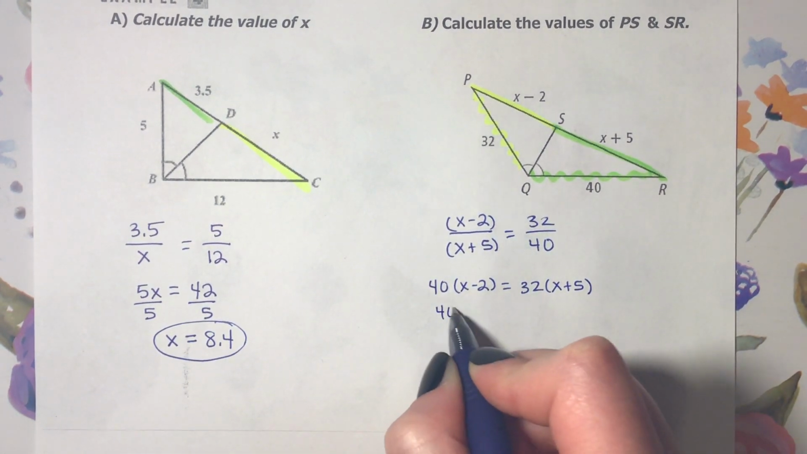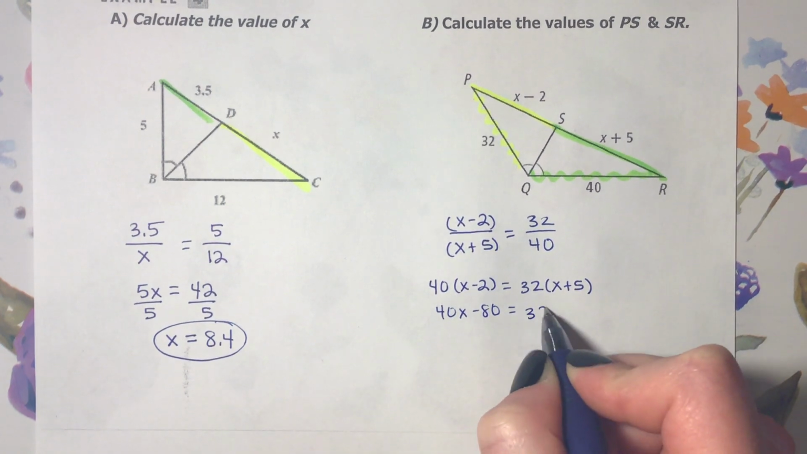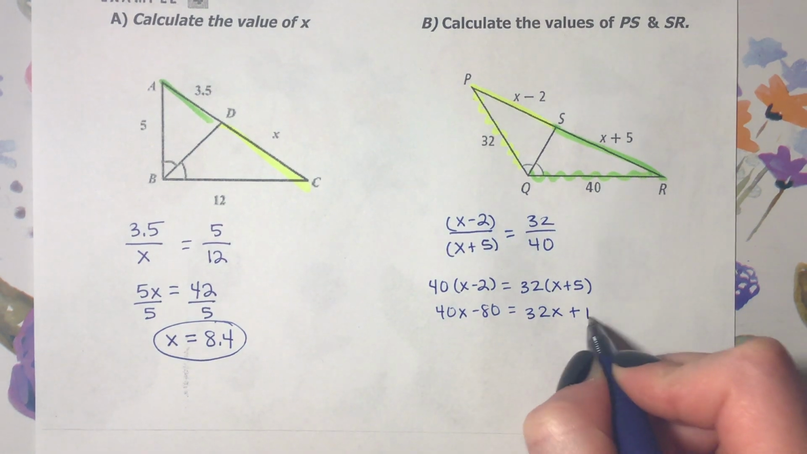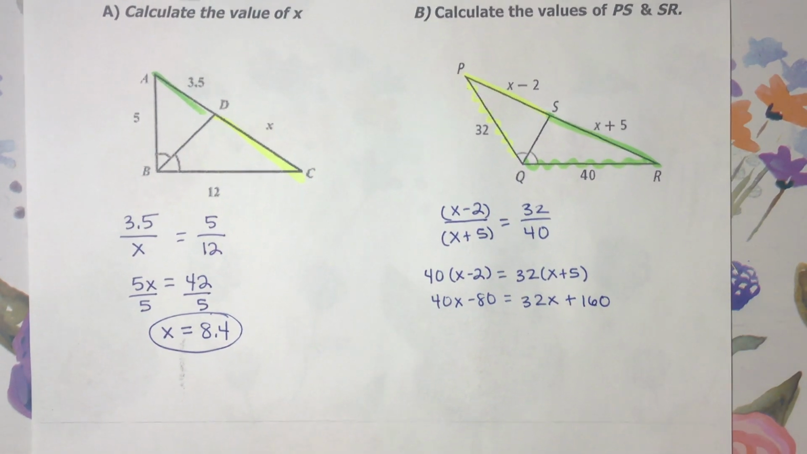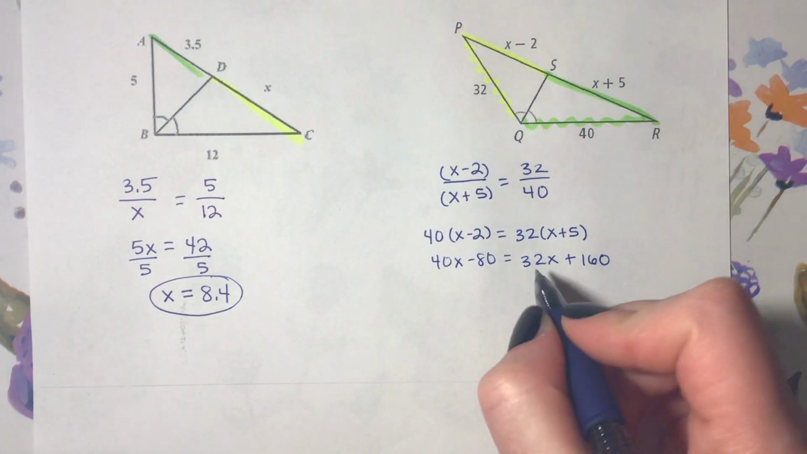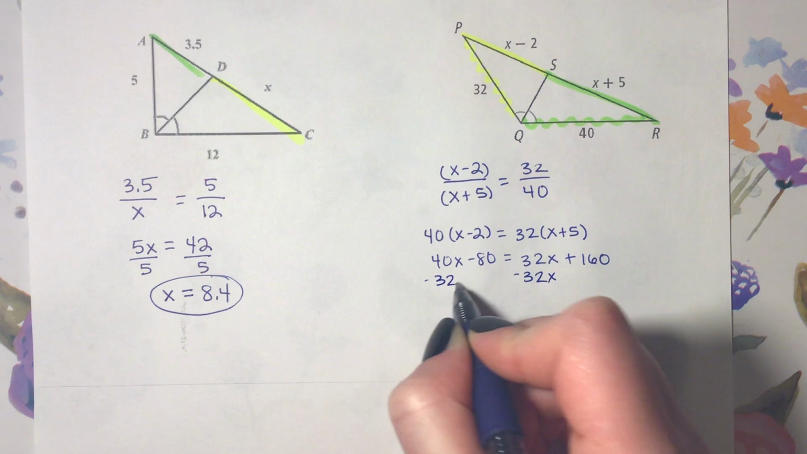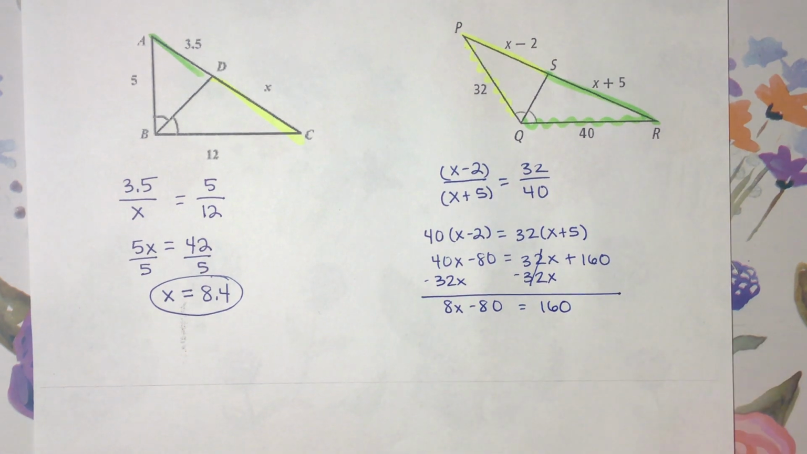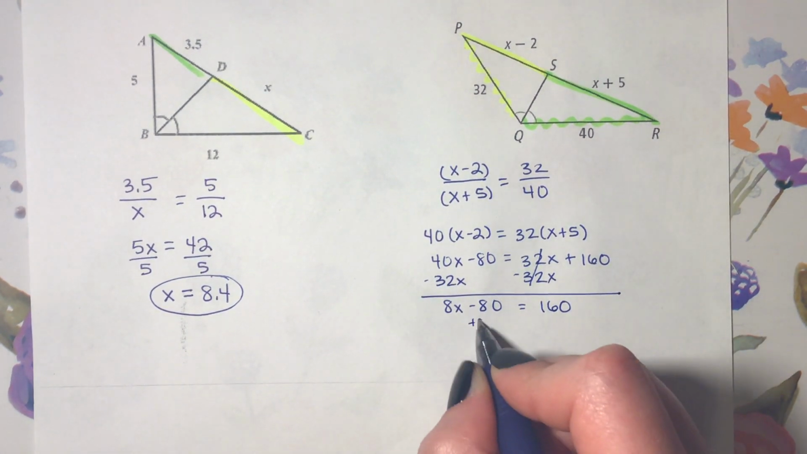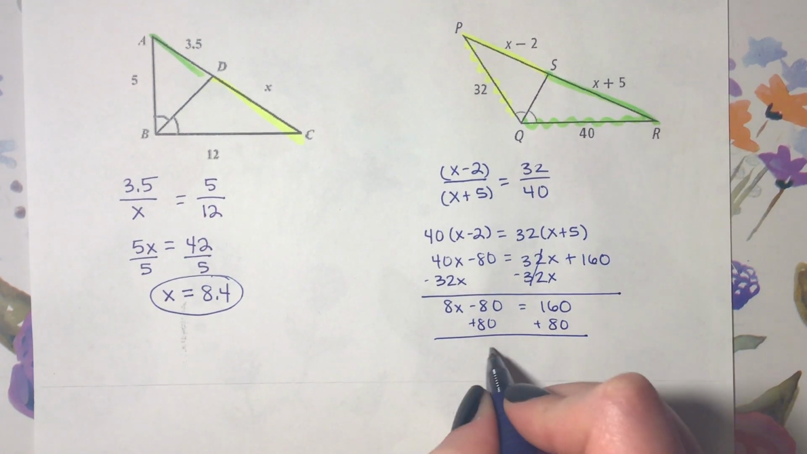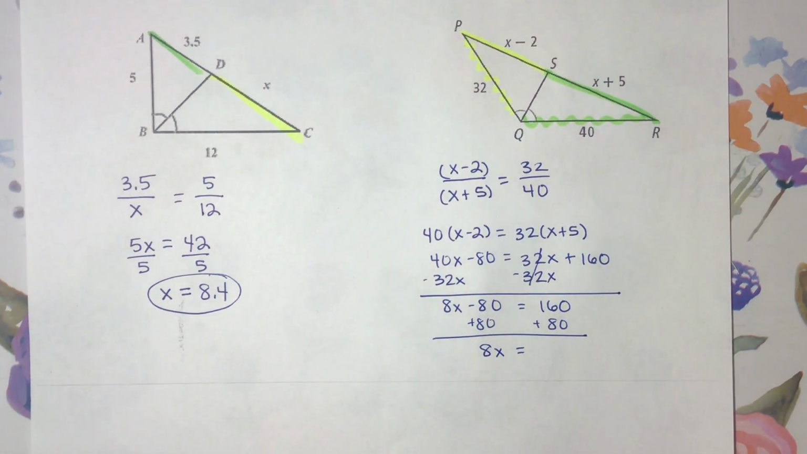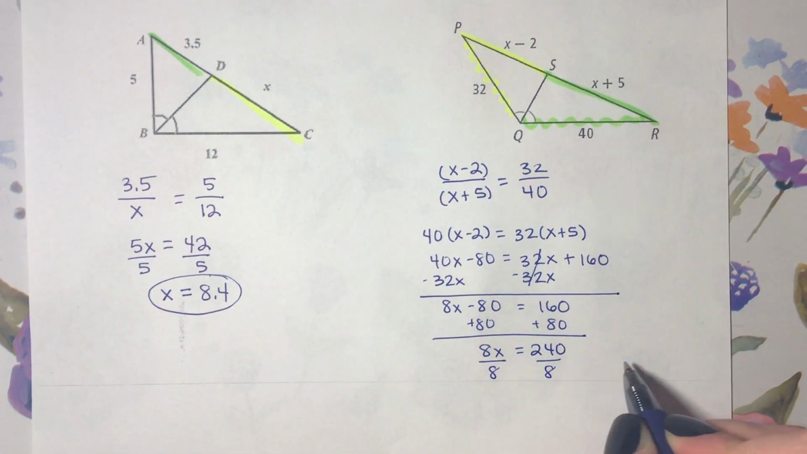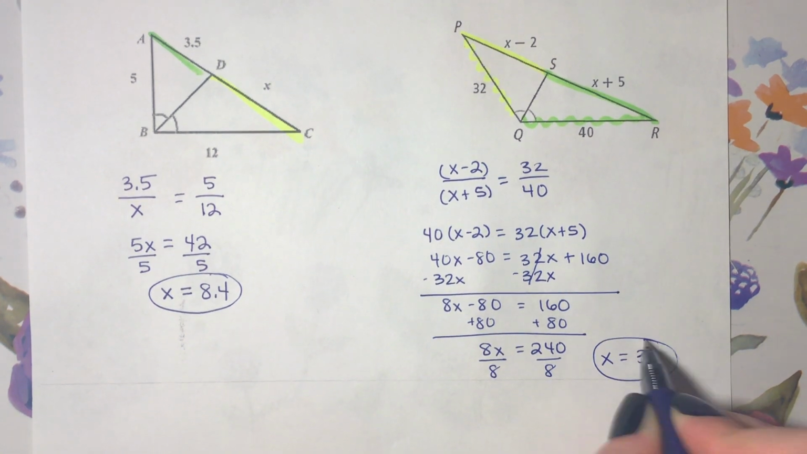Now distribute, so that gets me 40x minus 80 is equal to 32x plus, and 32 times 5 is 160. Now I want to continue solving for x, so I need to get the x's together. I'm going to subtract 32x from both sides, and that gets me 8x minus 80 is equal to 160. Now I want to add 80 to both sides. I'm just working through and trying to isolate that x. So I have 8x is equal to 240. Finally, divide by 8 on both sides, and I'm going to get x is equal to 30 for that final answer.